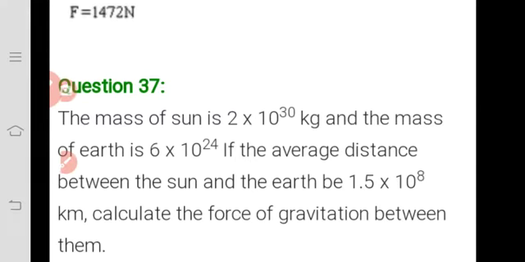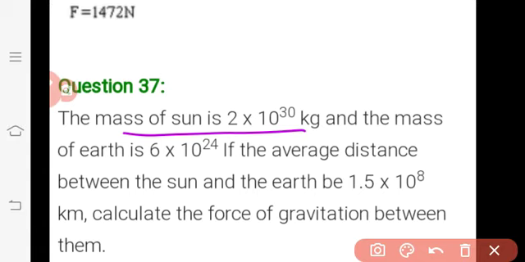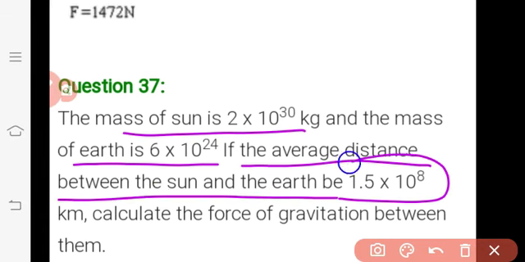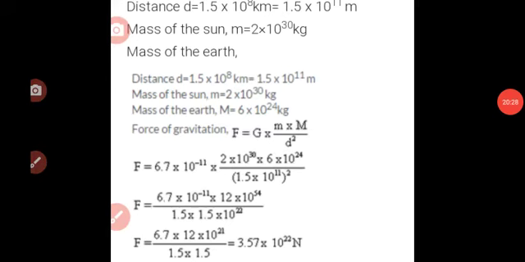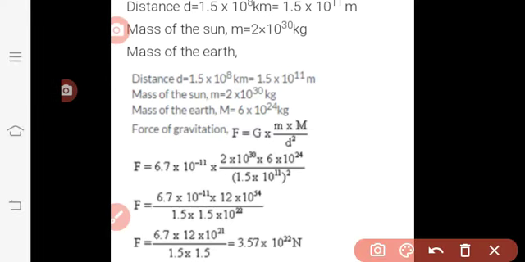Now the next is: the mass of sun is 2 multiply 10 raised to power 30 kg, and the mass of earth is 6 multiply 10 raised to power 24. दोनों का मास गिवन है. The average distance between the sun and earth, its value is given, 1.5 multiply 10 raised to power 8 kilometer. Calculate the force of gravitation between them. To apply the formula, in this case beta, first of all small m is given, mass of sun, and capital M is given, this one.